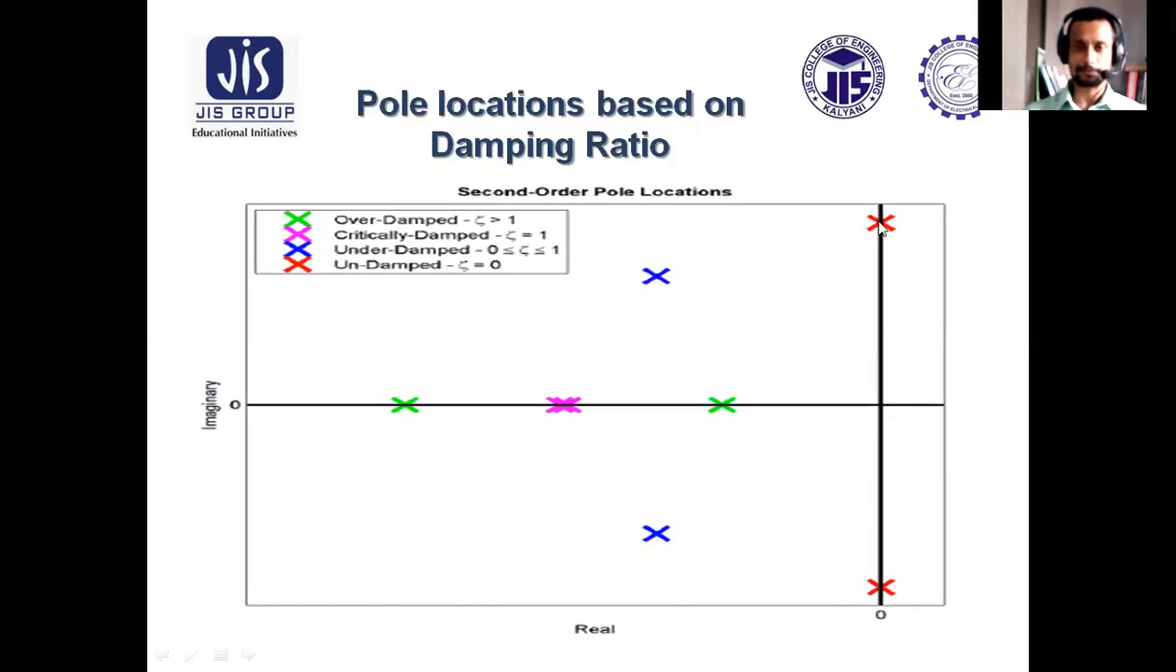This red shows the pole location for the undamped system. So based on damping ratio, by this we can show how damping ratio affects the pole location of a second order system.